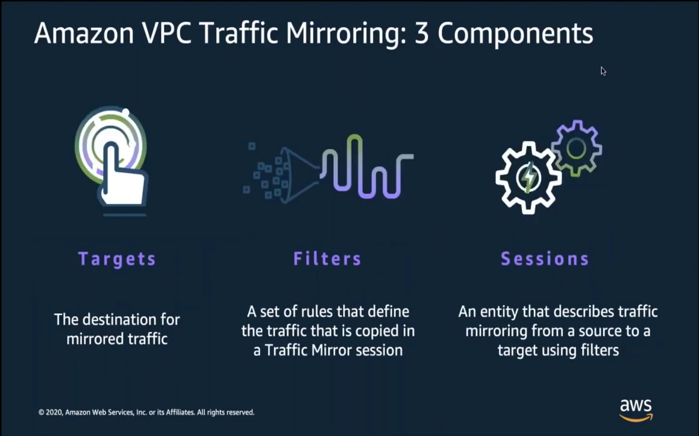So when we talk about VPC traffic mirroring, we need to look at the 3 components that are the building blocks of that service. The first component is the targets. This is where we decide where we want to forward the captured, the mirrored traffic to. The second component is the filters. So what is the interesting traffic that we actually want to capture? It could be all the traffic, or it could be a specific traffic flow that we're interested in. And finally, the session is where we combine all the other components into a working traffic mirroring solution.